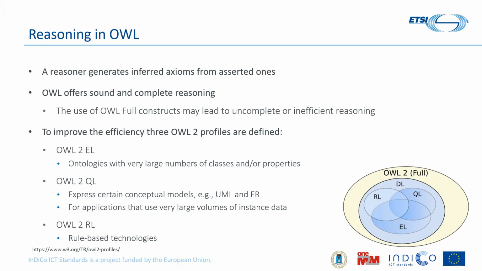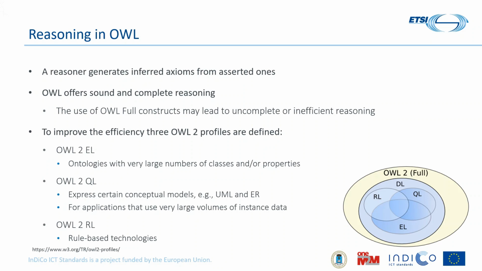However, in order to avoid some problems in some scenarios, 3 different profiles are defined. These profiles limit the subset of restrictions used in the OWL language in order to support specific use cases. These three profiles are OWL2 EL, OWL2 QL, and OWL2 RL.